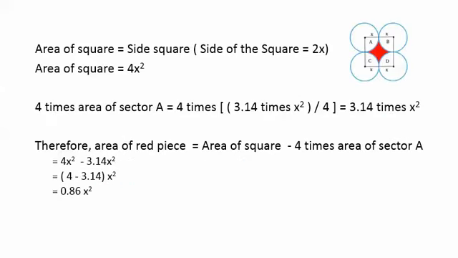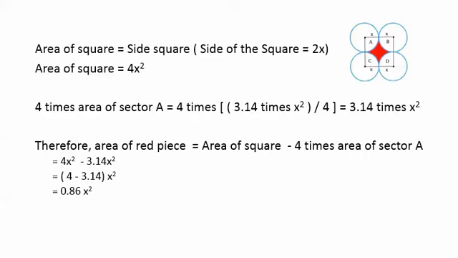Moving on. How do you find the area of the square? It's side squared. What is the side of the square here? It's x plus x, 2x. So the area of the square is 2x into 2x, which is 4x squared. Moving on, what is the area of a sector? For a sector with a radius r, the formula is pi r squared by 4, which is basically pi r squared, the area of the circle, divided by 4, because it's one quadrant. So 4 times that is 4 into 3.14, which is the value of pi, into x squared.